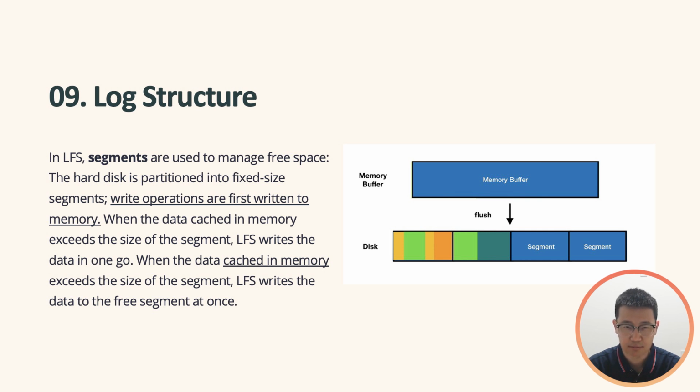The hard drive is divided into fixed-size segments. Write operations are first written into memory, where they are serialized. After serialization, if the cache data in memory exceeds the size of a segment, the log file system will write this data into a free segment all at once. This means that I use memory buffers and perform sequential serialization. When the serialized data reaches the size of a segment, the data is written into a free segment all at once.